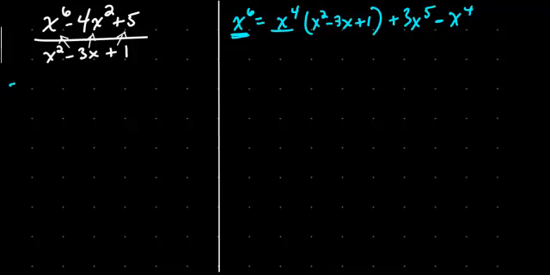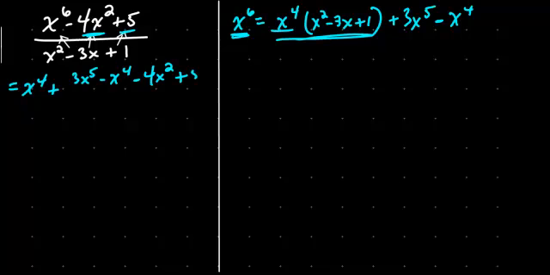So over here, when the denominator divides into this piece, it cancels that factor there that we got, and we're left with just x to the 4th. The rest of it stays up in the numerator: 3x to the 5th minus x to the 4th, and what's still left up here, minus 4x squared plus 5, all divided by x squared minus 3x plus 1.